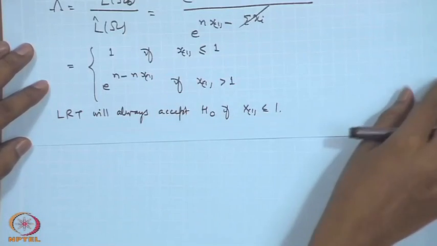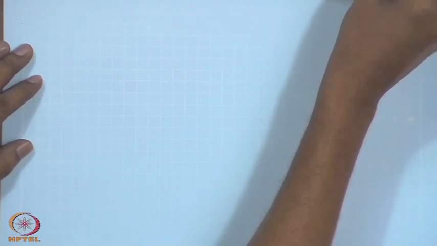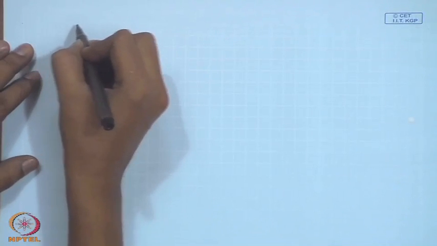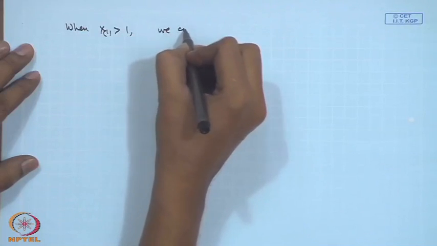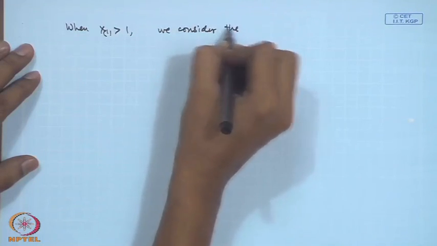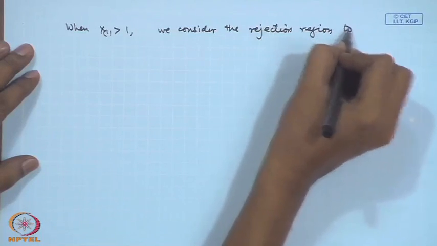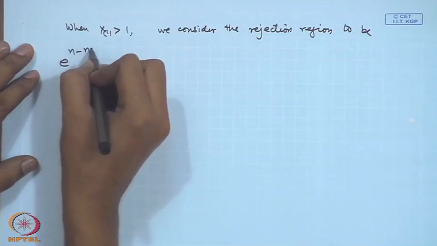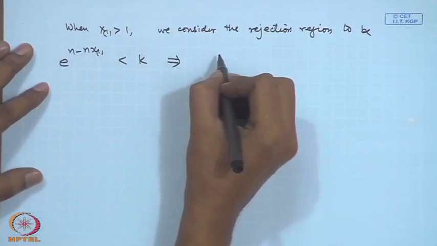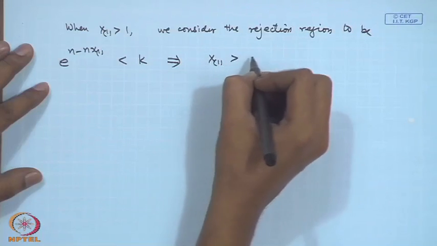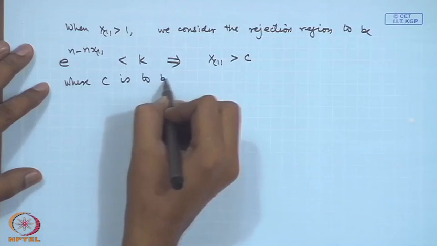Now, let us look at the other region. So, when x1 is greater than 1, we consider the rejection region e to the power n minus n x1 less than k. So, if I take log etcetera and then adjust the terms, then it is equivalent to something like saying x1 is greater than some c, where c is to be chosen suitably.